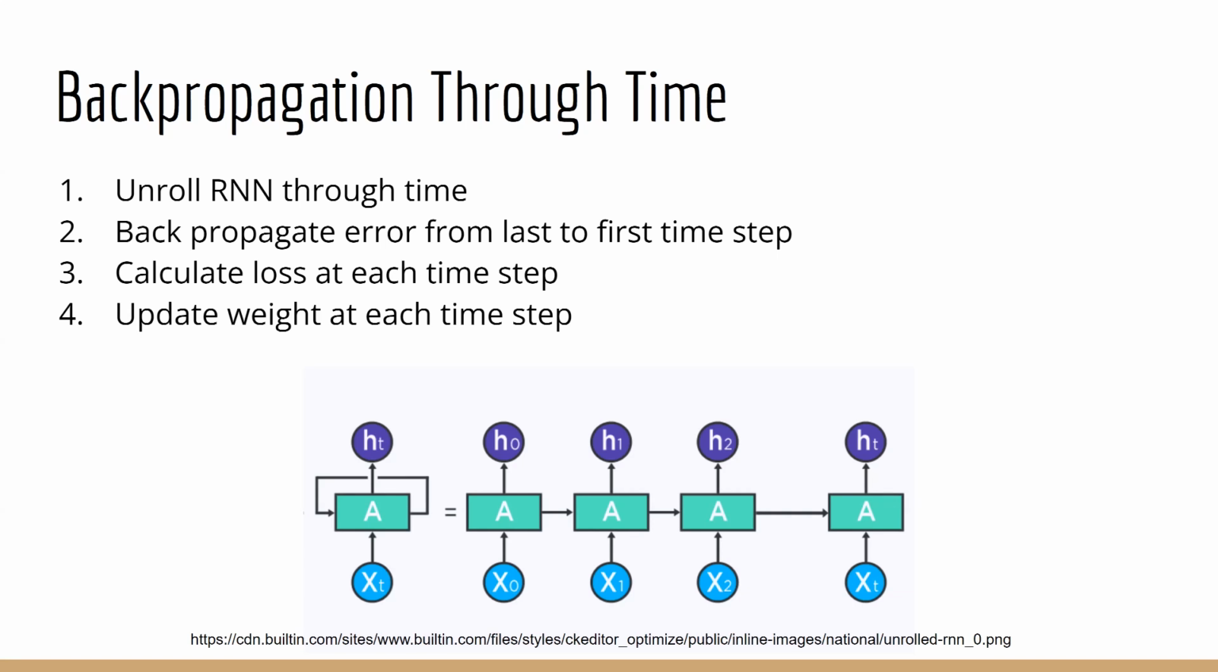And then you take that and use that to gauge how wrong or how correct your prediction is. So then from that, you can get the error, which you back propagate. So you pass it through from the last to the first time step. And then you would calculate the loss at each time step and then update the weight.